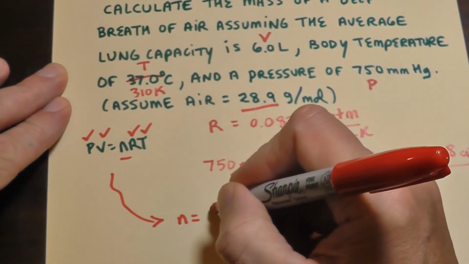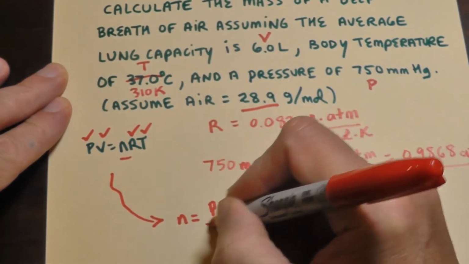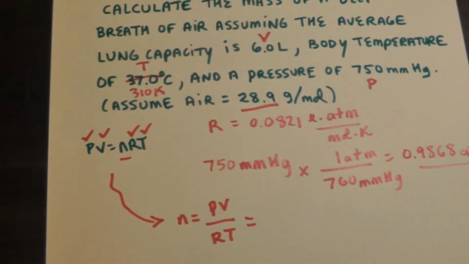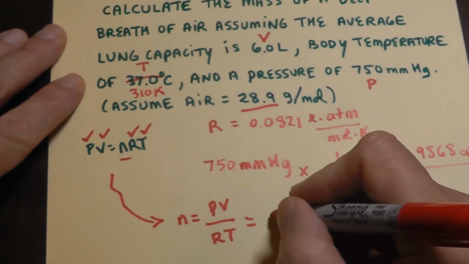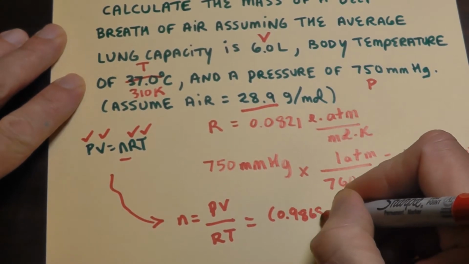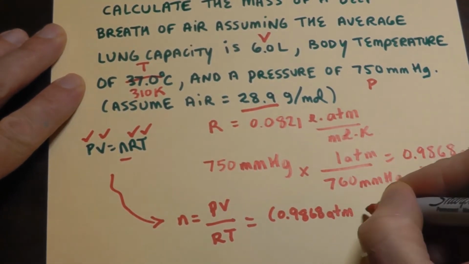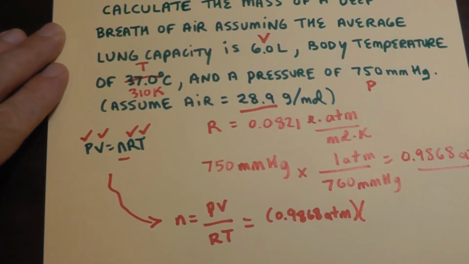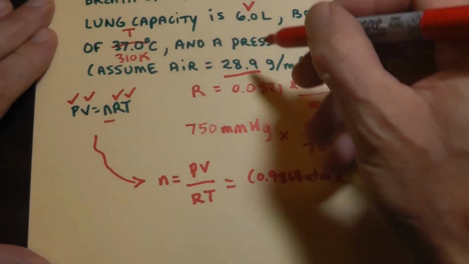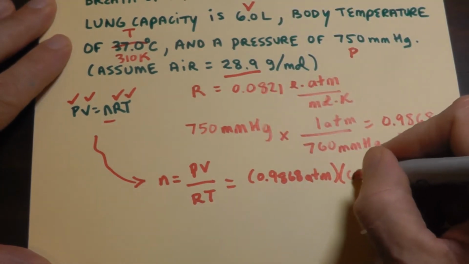So n equals PV over RT. And I'm going to stick numbers in. And if I don't get units of moles, because maybe my pressure wasn't converted correctly or whatever, then it'll stick out at me really obviously. So 0.9868 atmospheres. And don't fall under the spell of trying to fast track this. Put your units in. Units always go with each number.